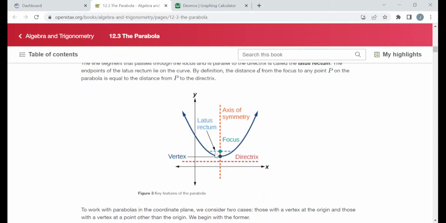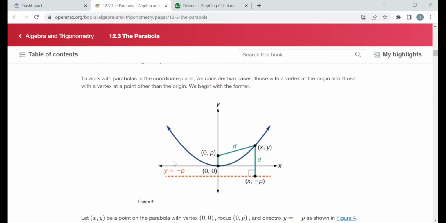One more thing we're going to have to determine is the segment that contains the focus. You start at one point on the parabola and draw a segment through the focus to another point on the parabola. This segment is also perpendicular to the axis of symmetry, or you could think of it as parallel to the directrix, and it's called the latus rectum. We're also going to be finding the endpoints of this latus rectum. What are the points on the parabola at the ends of this segment?